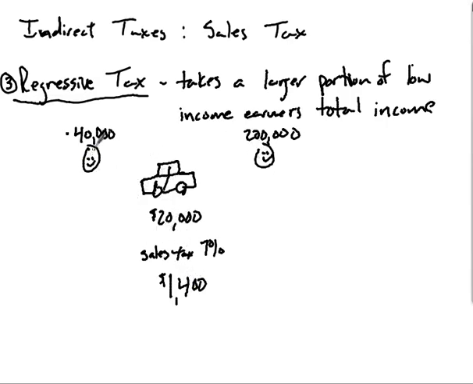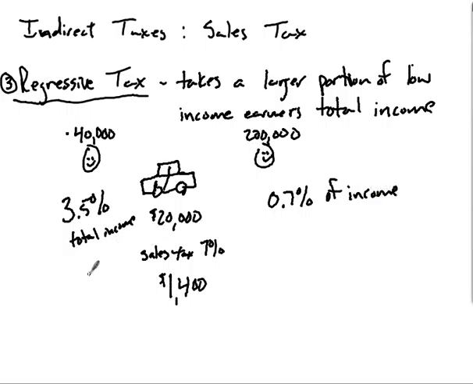And so the question is, what percentage of their total income is this $1,400? When you work this out, this $1,400 becomes 3.5% of their total income. And so that's a decent chunk. And when you work it out over here, this 1,400 is only 0.7% of this person's income.